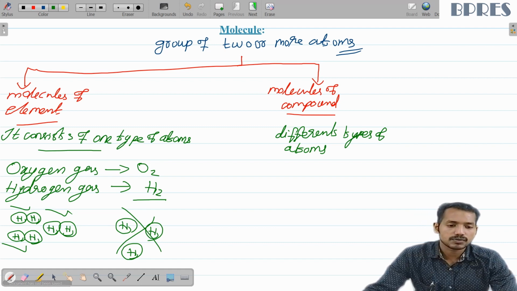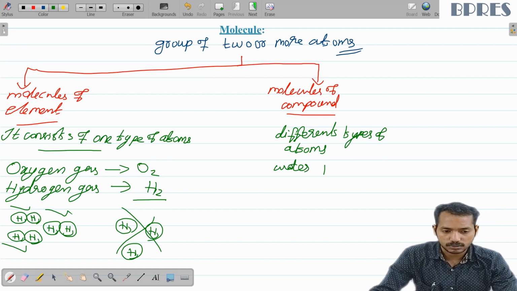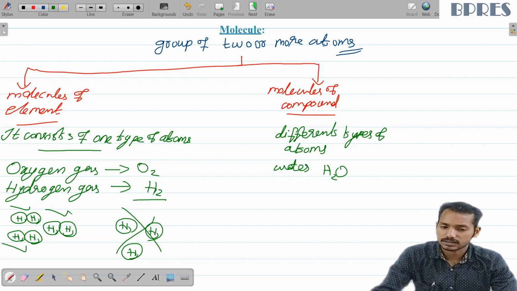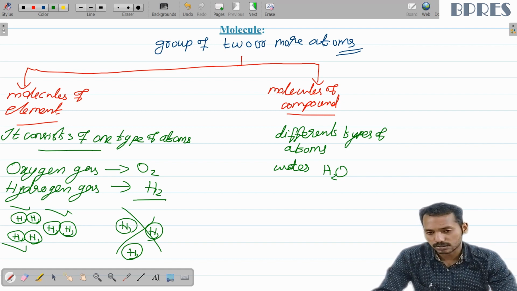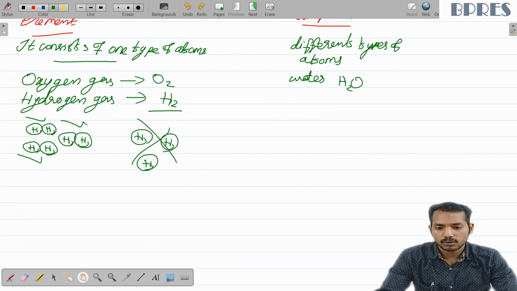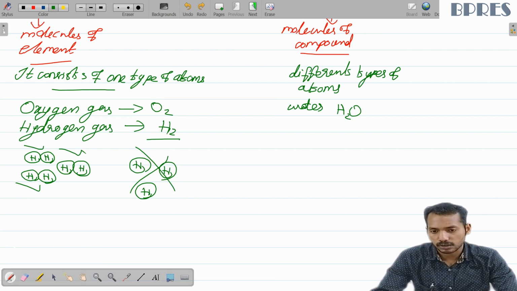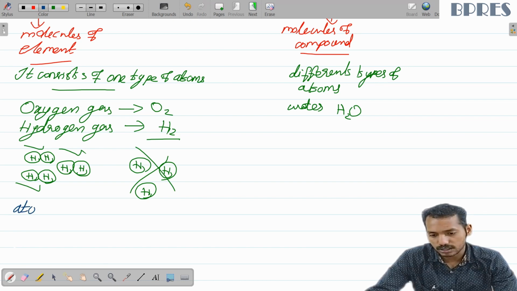In the case of a compound, that is very simple. For example, water. What is a water molecule? Water molecule is H2O, two hydrogen and one oxygen. So it consists of different types of elements. So this is regarding the molecules of elements and compounds. If you take the molecule of elements, how many atoms are there in the molecule of oxygen and hydrogen? Two atoms.